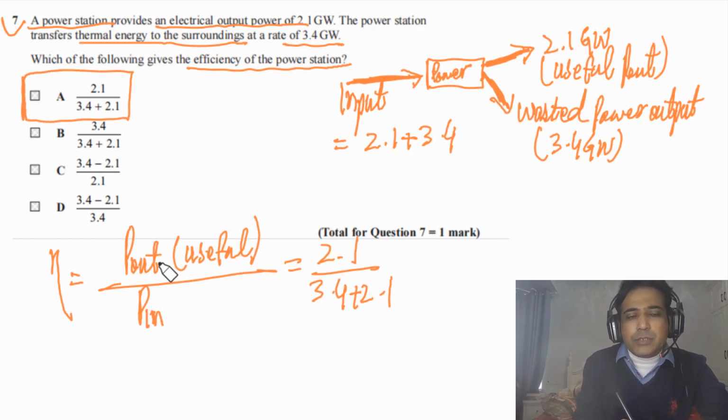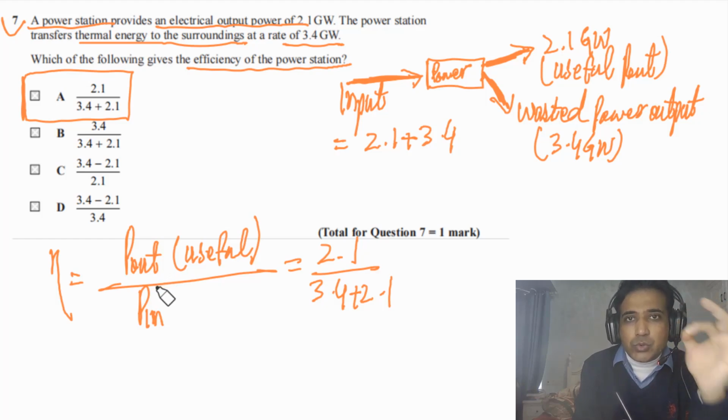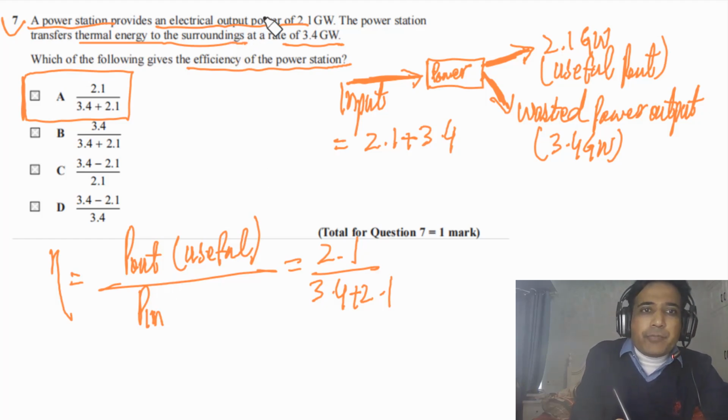Most of the time students simply remember P out, but you have to find out useful P out. So this is the useful P out.